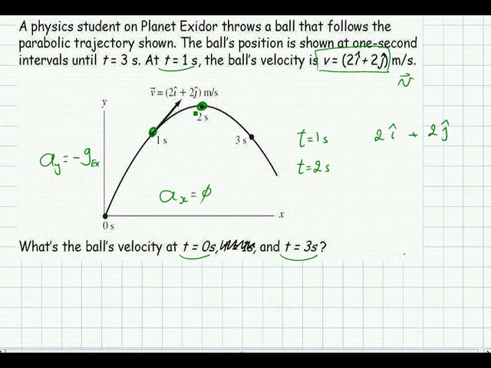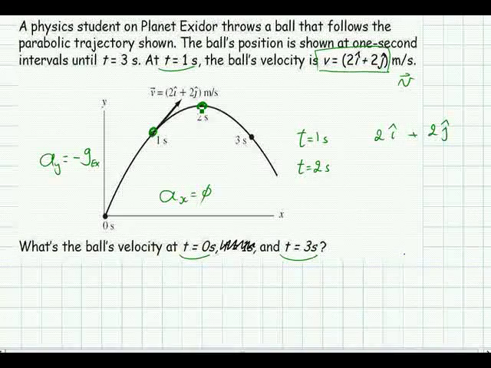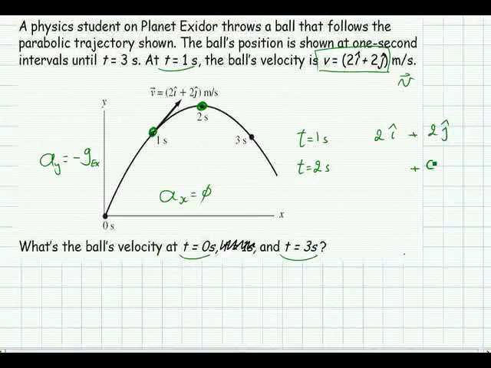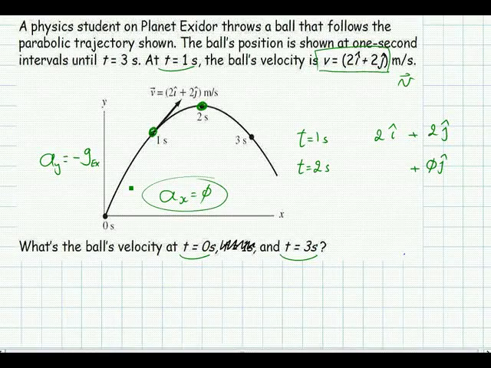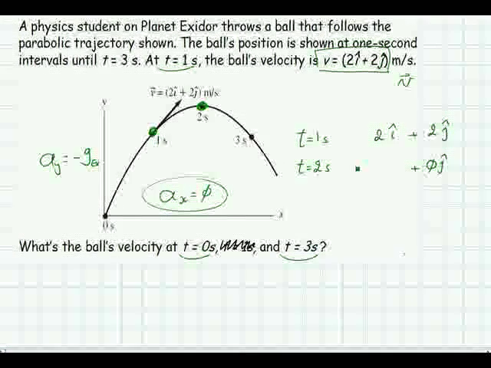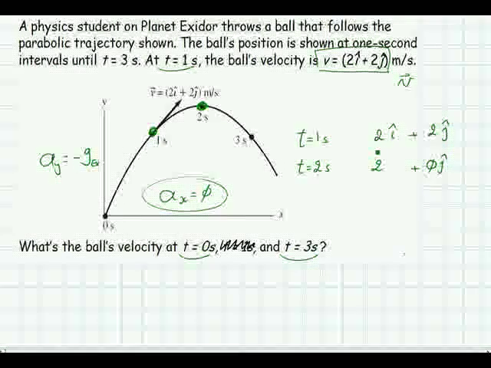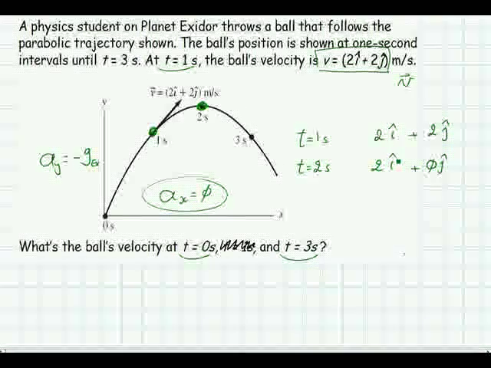At the turning point, we know that the velocity along the y direction is 0. That's the definition of a turning point. So the y component of the velocity is 0, therefore we have 0j. And since acceleration along the x-axis is 0, that means that at t equals 2 seconds, the velocity component along the x-axis must equal that of t equals 1 second, or 2 meters per second.